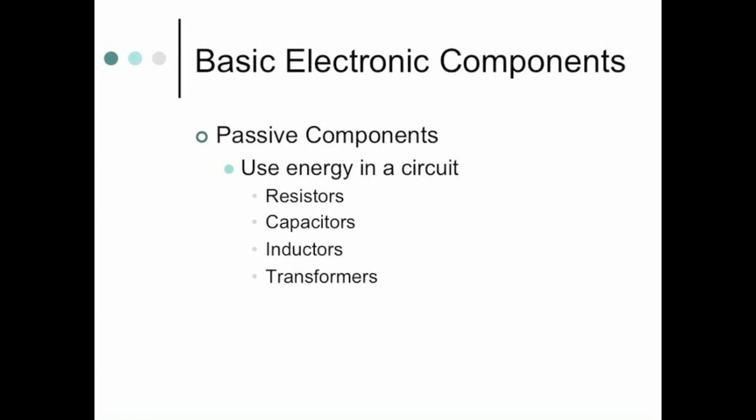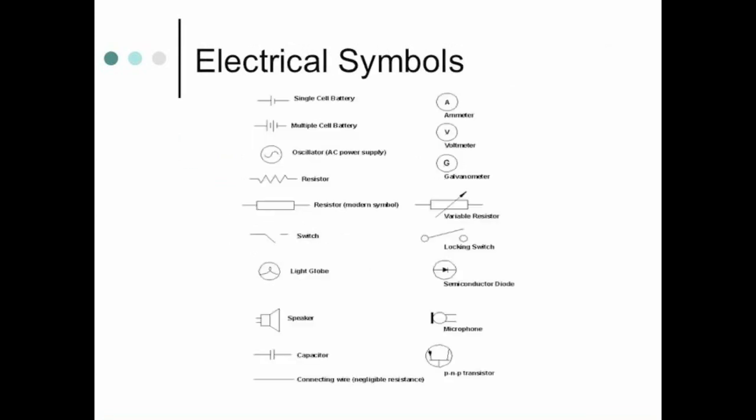We talked about active components like transistors and tubes. Let's talk about passive components. Passive components use energy in a circuit. They don't give back energy. And resistors, resisting the flow of current, are a passive component. Capacitors, inductors, transformers. Okay, so we've got electrical symbols, symbols for each kind of component.